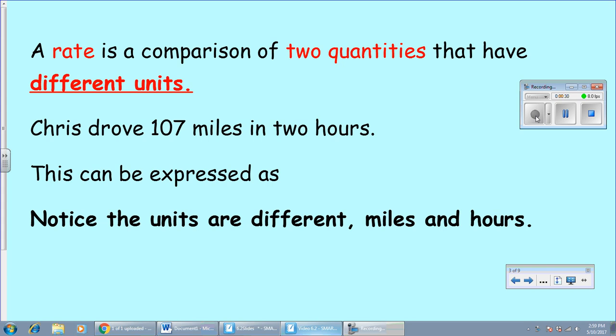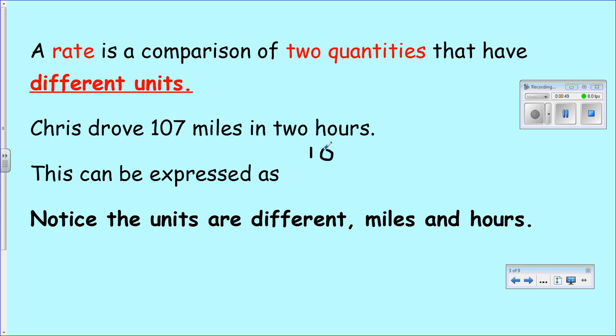So just for a little review, a rate is a comparison of two quantities that have different units. So for example, Chris drives 107 miles in 2 hours. So we could say that he's going 107 miles in 2 hours. And what are we comparing? We're comparing miles to hours, two different quantities. Okay, the units are different. We're comparing miles to hours.